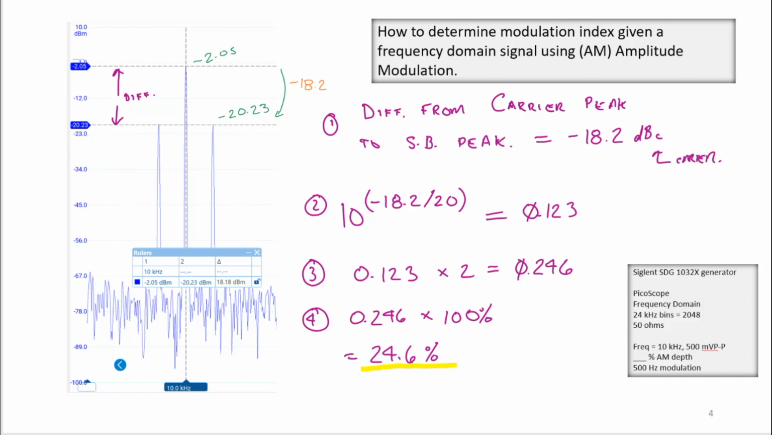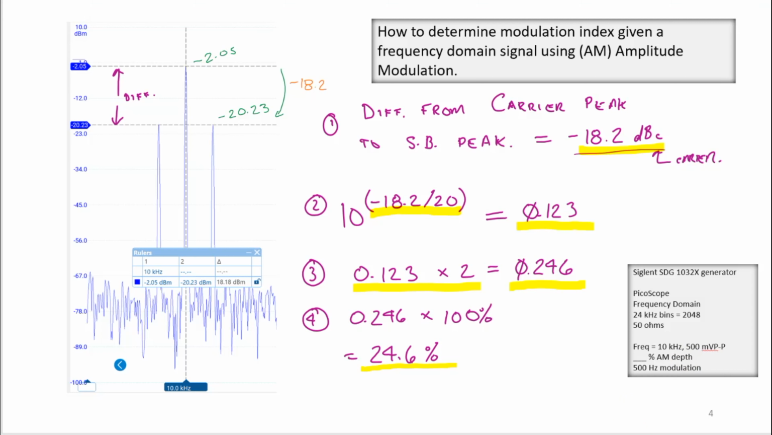minus 18 dB. Okay, so once I find that, I put that into the equation, where it's going to be 10 to the minus 18.2 divided by 20. And we're dividing by 20 because we're trying to determine a voltage difference. And that gives me this value. And then you have to multiply it by 2 for the sidebands. And that gives you 0.246. That's a ratio. That's actually the value of M.